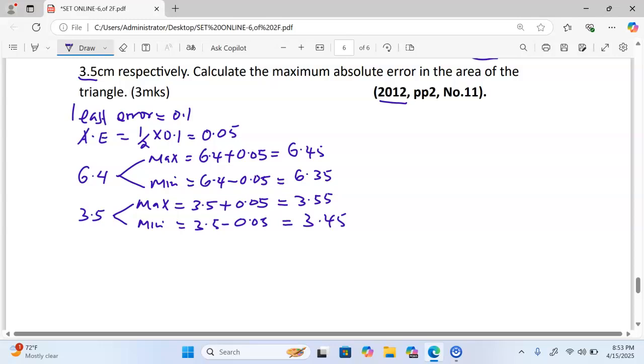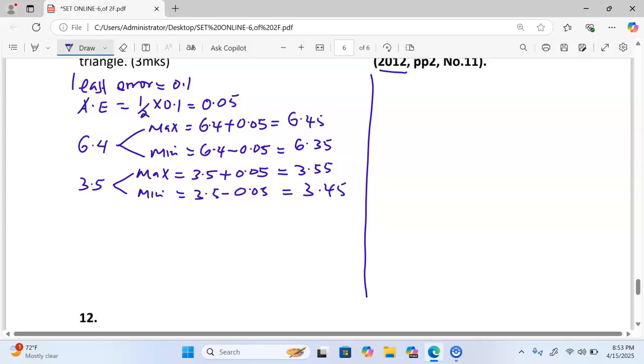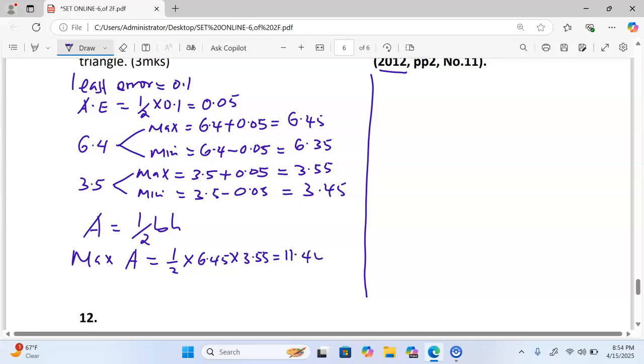Once we have the maximum base, minimum base, maximum height, and minimum height, we can now start by calculating the maximum area. Remember, the area of a right angle triangle is given by half base times height. So the maximum area would be obtained by using half times the maximum base, which is 6.45, times the maximum height, which is 3.55, and this is going to give us 11.44875 centimeters square.